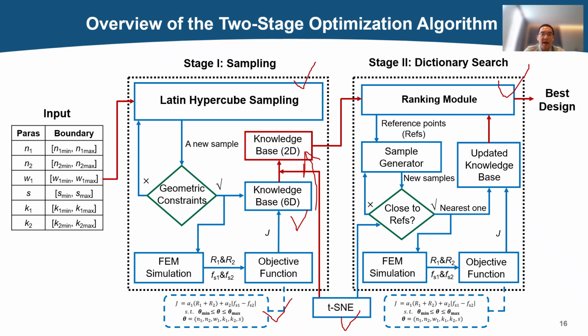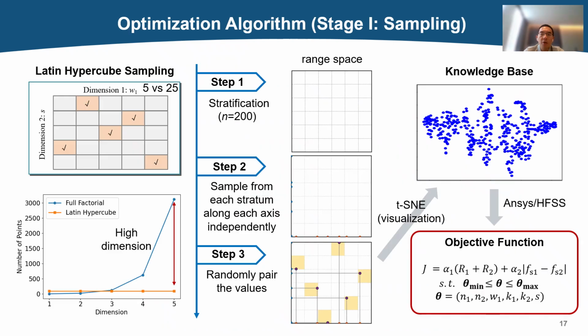The top 20 selected samples are expanded into 200 new candidates using a dictionary searching algorithm, which will be explained later. These new samples are also evaluated using the same objective function, and their results are merged with the initial dataset to update the knowledge base. Finally, the optimal set of design parameters is selected from this enriched and refined dataset.